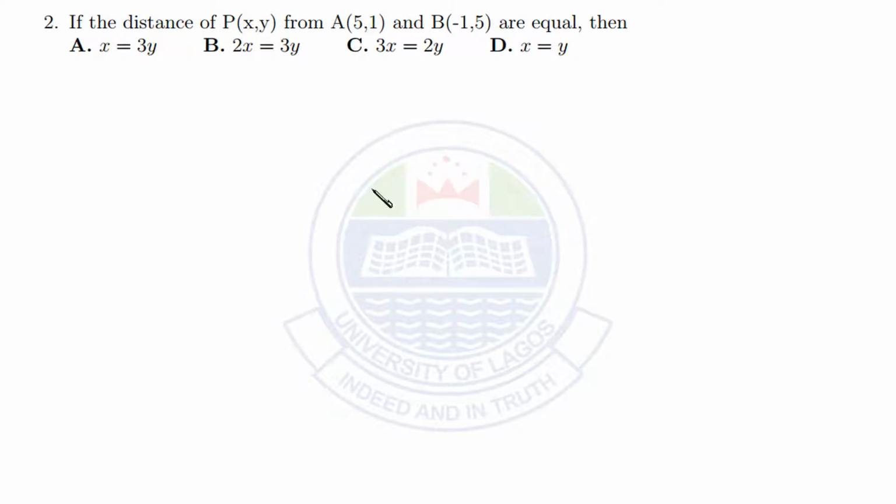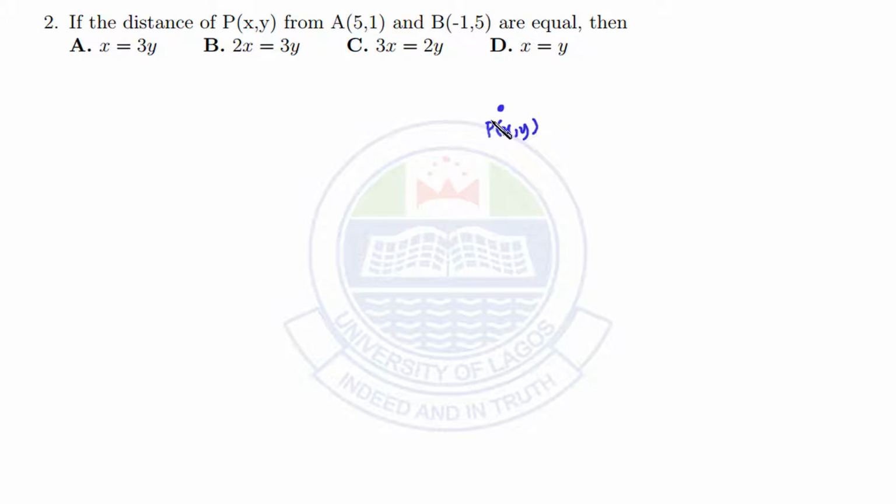In this question, they said the distance of P of (x, y) from A of (5, 1) and B of (minus 1, 5) are equal. Now the very first thing you might want to do is sketch what is going on here. Now let's say we have point P to be this place. Let's say point P is (x, y).